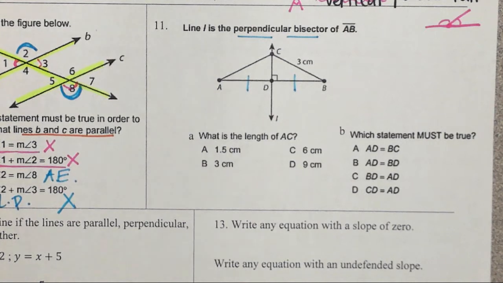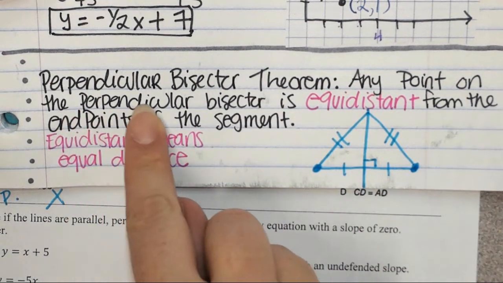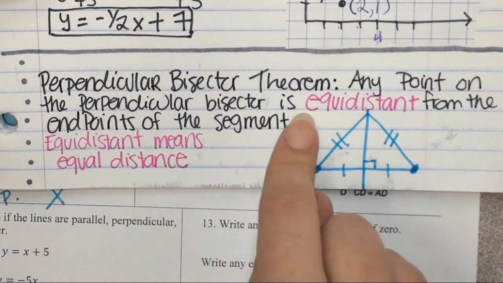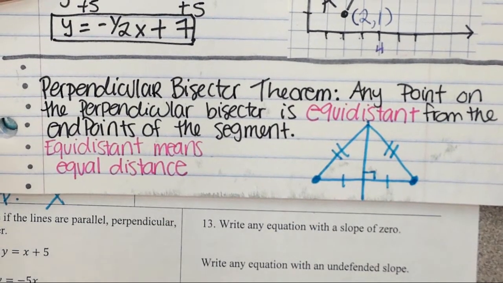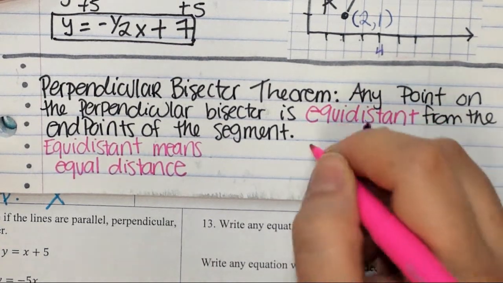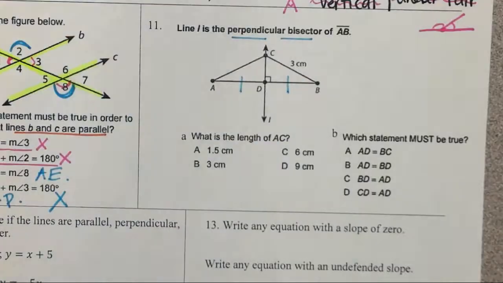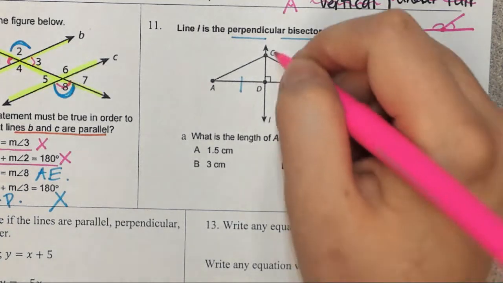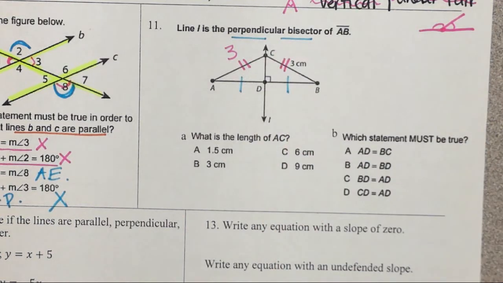The other thing that we know, let me get my notes. Based on the perpendicular bisector theorem, any point on the perpendicular bisector is equidistant from the endpoints of the segment. So that means that if I have this point here on my perpendicular bisector, these lengths will be the same. Okay? So that tells me that in this picture, if that's 3, then that's 3.